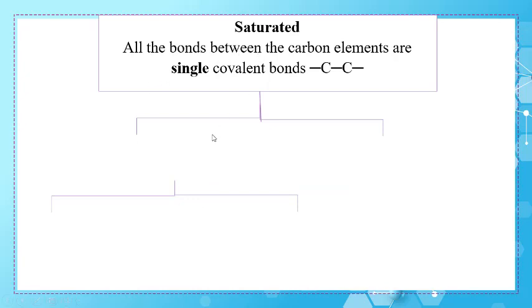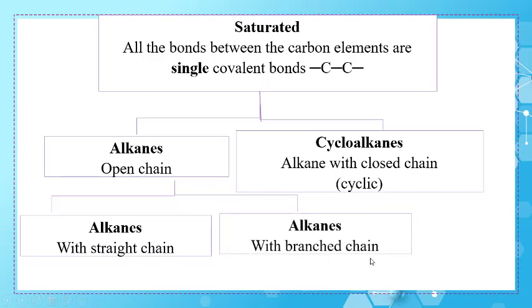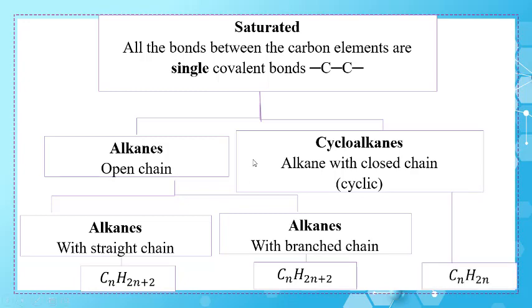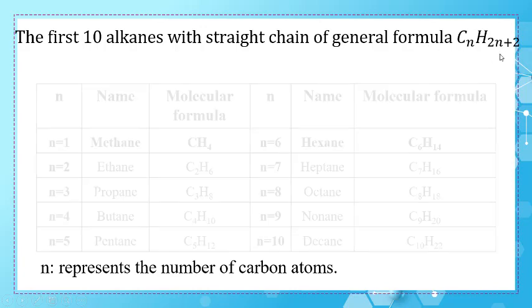Saturated hydrocarbons can be classified into alkanes with open chain and cycloalkanes, which are alkanes with closed chains or cyclic alkanes. Alkanes with open chain can be classified into alkanes with a straight chain and alkanes with branched chain. The general formula of these two groups is CnH2n+2, while the general formula for cycloalkanes is CnH2n. Now, the first 10 alkanes with a straight chain of general formula CnH2n+2 are the following.